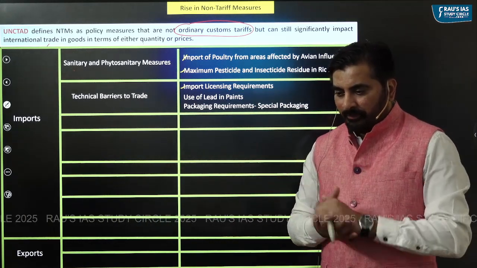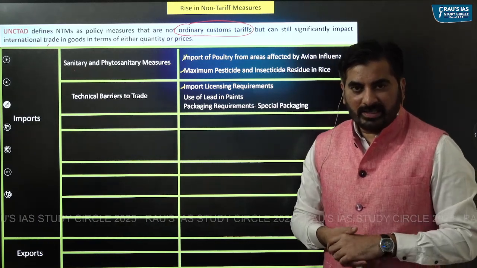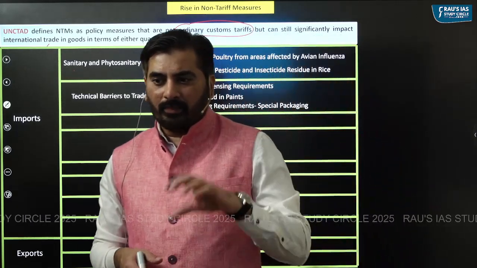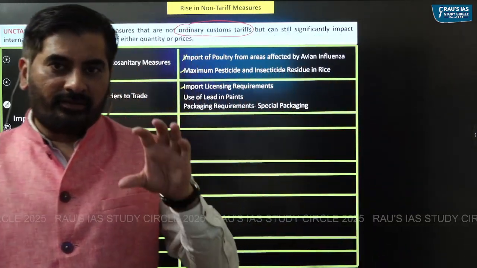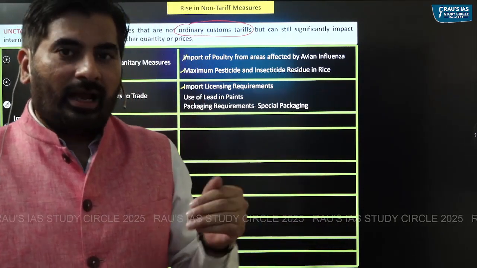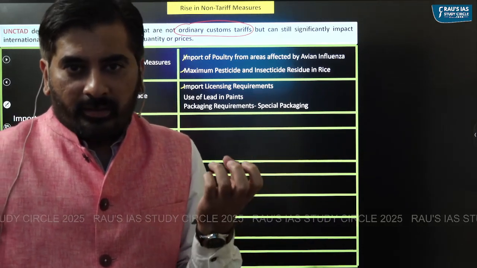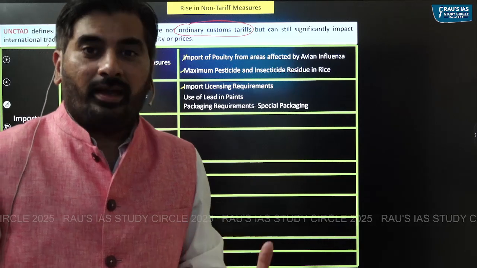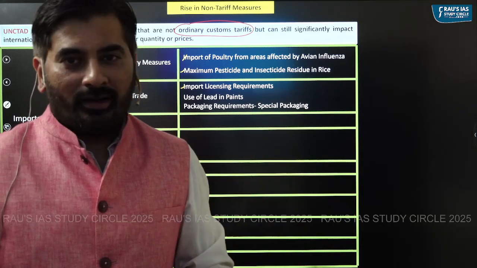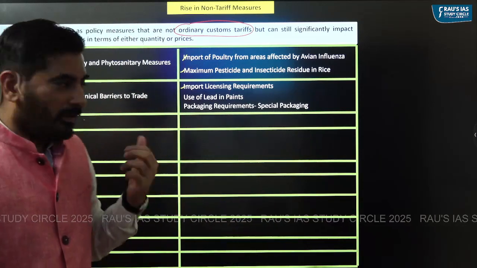For example, India has done so with respect to laptops and smartphones. Even though it's not strictly import licensing, the Indian government has said that if someone is importing laptops, smartphones, or tablets, they have to upload the details onto a particular portal, so that the government is able to keep track of from which country we are importing laptops, tablets, and smartphones. This we can call a kind of non-tariff measure.